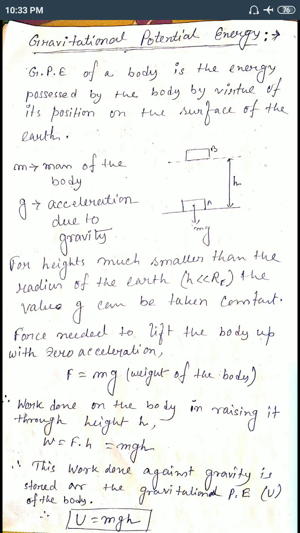Whenever any object, or we can say each and every object on the surface of the earth, possesses the energy called gravitational potential energy, because the earth applies its gravitational force on each and every object. We know this one. The gravitational potential energy of a body, GPE, is the energy possessed by the body by virtue of its position on the surface of the earth.